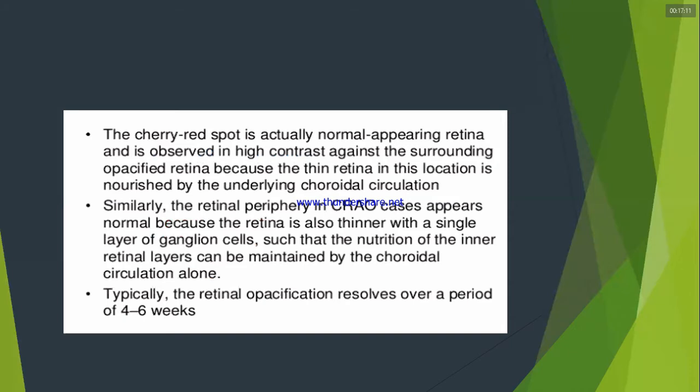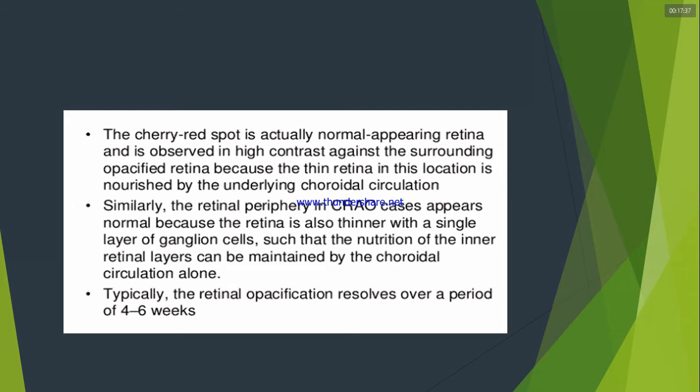And in the surrounding area of the macula, due to the ischemia, there is opacification, and this cherry red spot is just the normal appearing retina, where you can see, due to the contrast background of the whitish surrounding retina, the choroidal circulation. That reflection you will see as the cherry red spot.